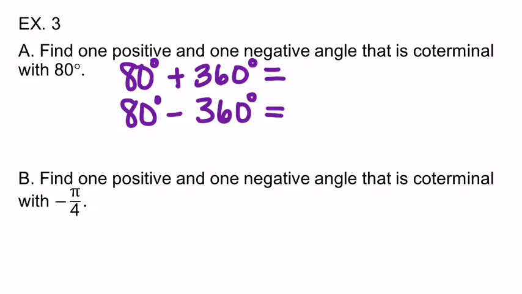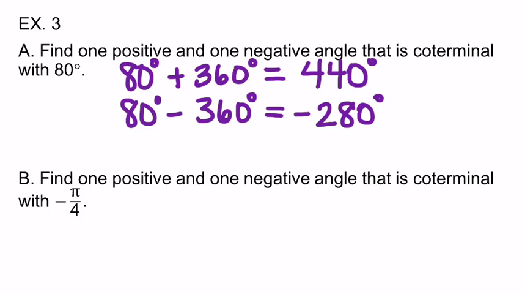So if I add 360 degrees to 80, then I get the angle 440 degrees. If I subtract 360 from 80, I get the angle that is negative 280 degrees. So these angles are coterminal with 80 degrees because they both start and stop at the same spot.